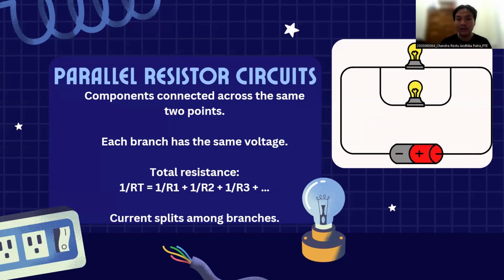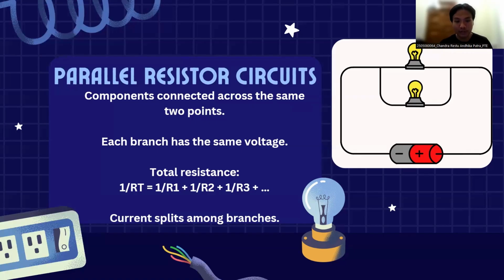Next is parallel resistor circuits. Next, we have parallel circuits. In these configurations, components are connected across the same two points, forming multiple branches. In a parallel circuit, each branch has the same voltage. Total resistance is always lower than the smallest resistor value.